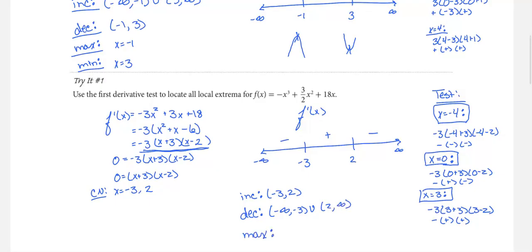We will have a maximum and we will have a minimum. So here we are decreasing, then increasing, which means at negative 3, we have to have a minimum. Whereas at 2, we are increasing to the left of 2 and decreasing to the right of 2. So that has to be a maximum.